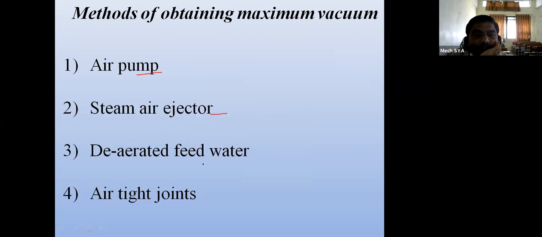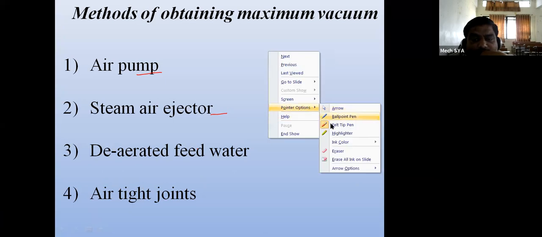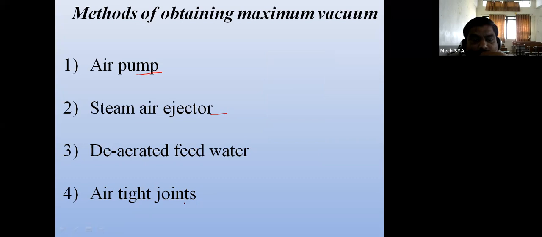Then deaerated feed water. Deaerated feed water means the feed water from which air has been removed. We have to do the deaeration process and use that deaerated feed water for the boiler or the condenser cooling. And airtight joints: whatever welding joints are there, we have to make them completely airtight, with the help of packing materials, etc.